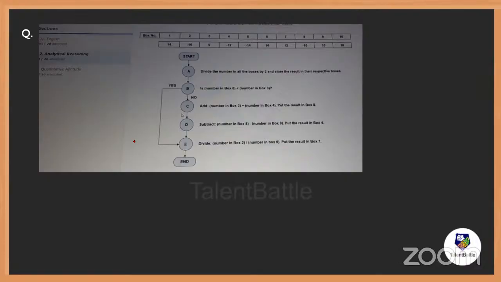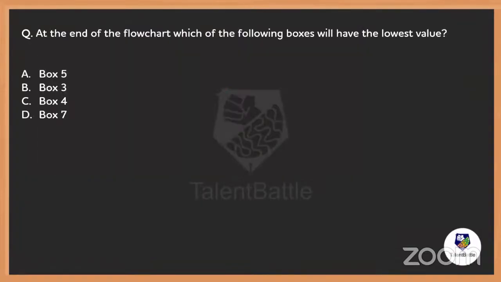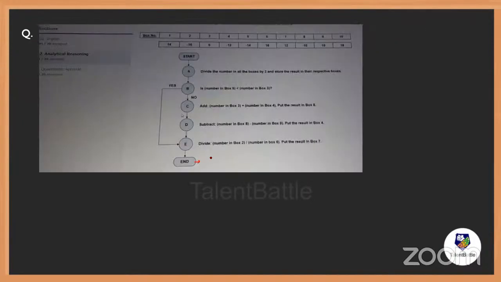Yeah, that is nice. So let's try to solve this question, everybody. As you already solved one flowchart question, which ma'am has explained, now try to do the same here and give me an answer. The question is, at the end of the flowchart, which of the following boxes will have the lowest value? Which box is having the lowest value? You have exactly 1 minute of time, everybody. You can quickly do it and tell me your answer.